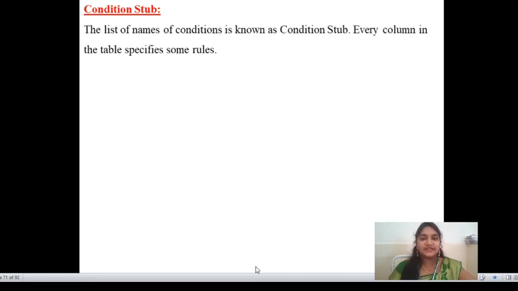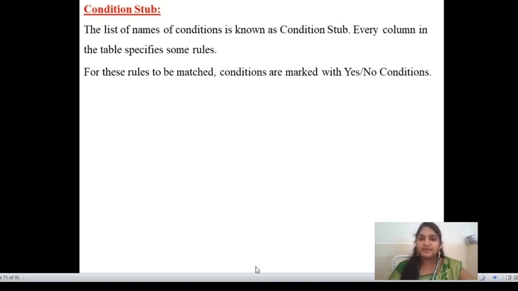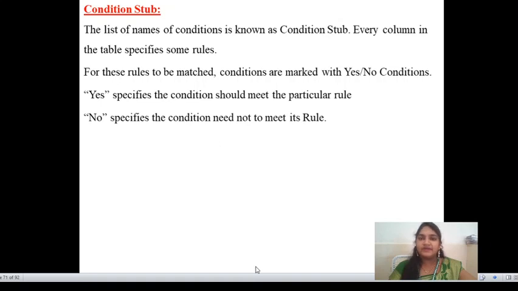First, what is meant by condition stub? A list of names of conditions is known as a condition stub. All conditions can be grouped together and presented as a list. Every column in the table specifies some rules. If the conditions follow such a rule, then the action will be performed. For these rules to be matched, conditions are marked yes or no. If the condition is yes, then it should meet the particular rule. If the condition is no, the rule will not be met. So this is about the condition stub.